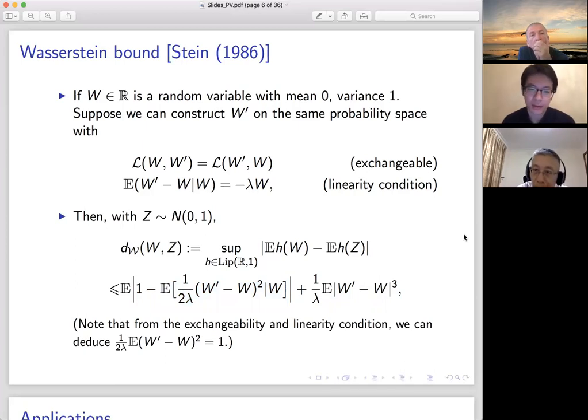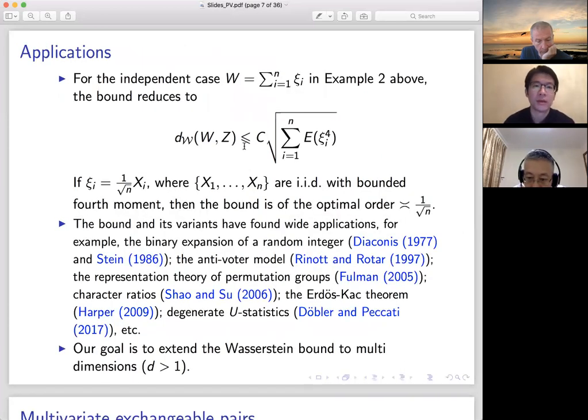So Stein provided this general upper bound for the Wasserstein distance for the exchangeable pair structure. On the previous page, we had this exchangeable pair coupling for sums of independent random variables. So we can check what this result gives us for that special case. For sums of independent random variables W as above, the previous general bound actually reduces to some constant times the square root of the summation of the fourth moments of the summands xi_i.